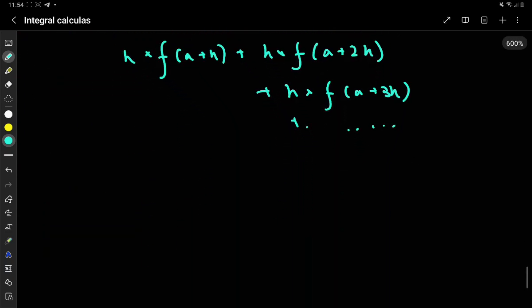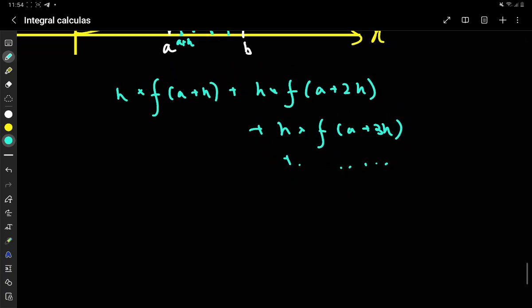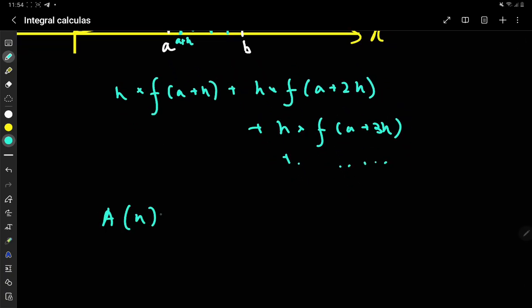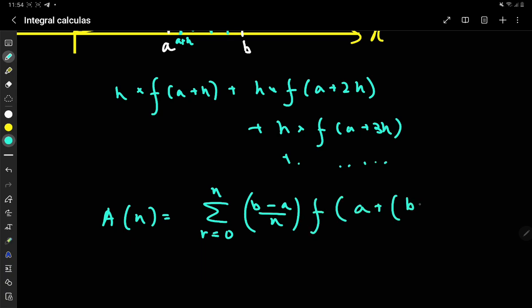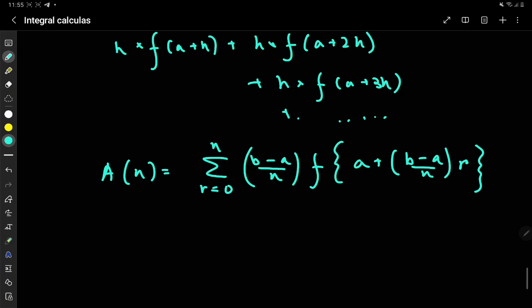So basically Riemann found that you can write the area of any particular function as the function that I previously said. So it will be summation r equals 0 to n of (b minus a) by n times f of a plus (b minus a) by n times r. Over here you'll realize that the greater the value of n, that is, the greater the number of rectangles you split into, the more accurate the area of the function will be.